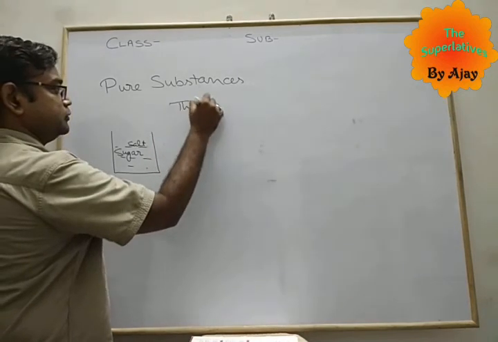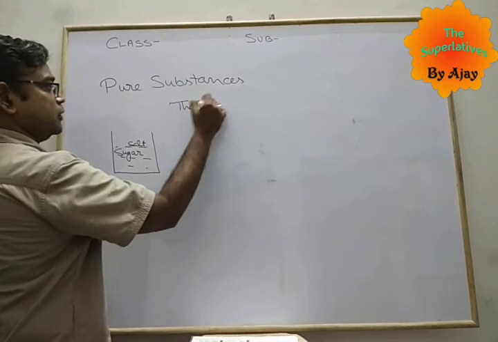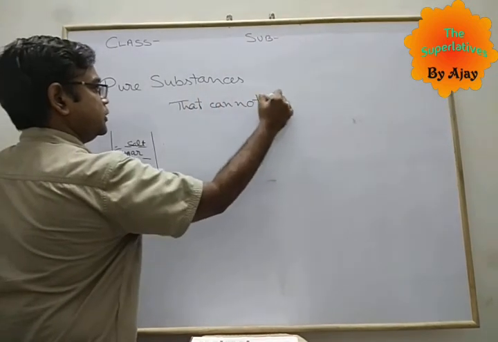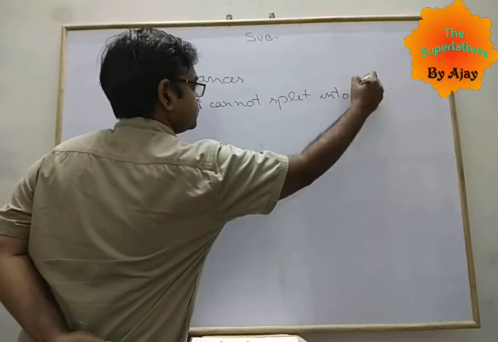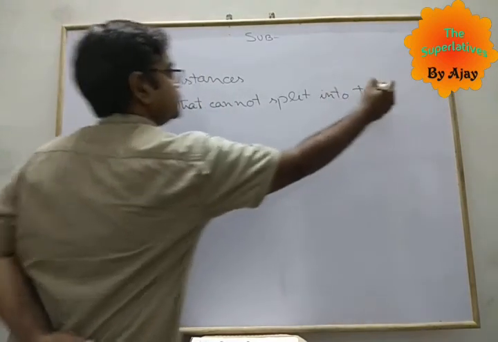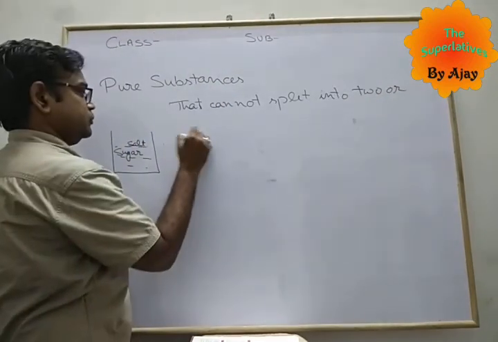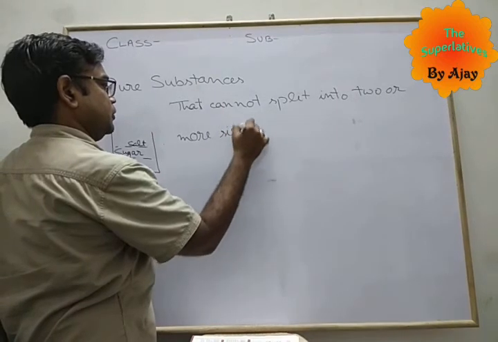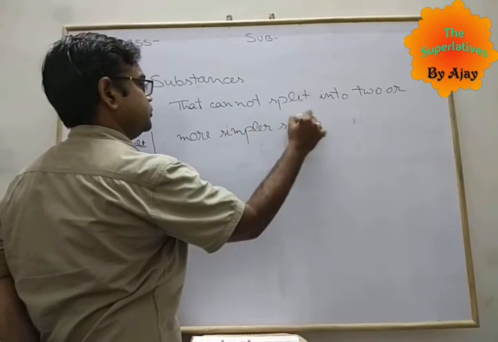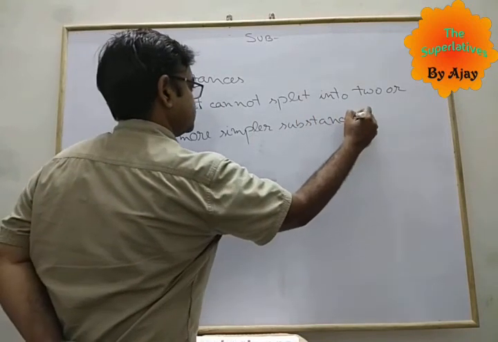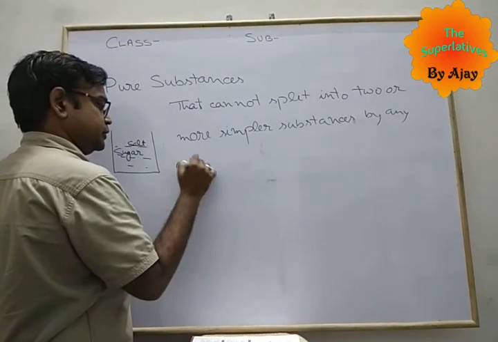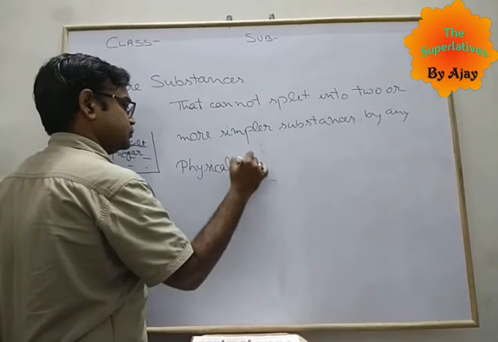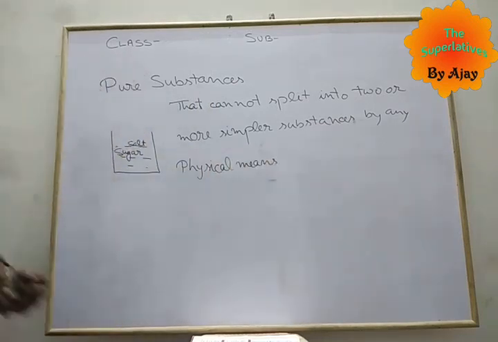Now, if we want to define a pure substance, we can easily write: it is a substance that cannot be split into two or more simpler substances by any physical means.